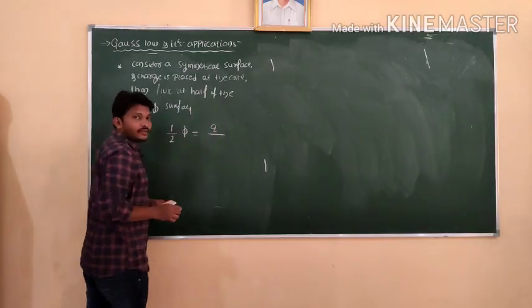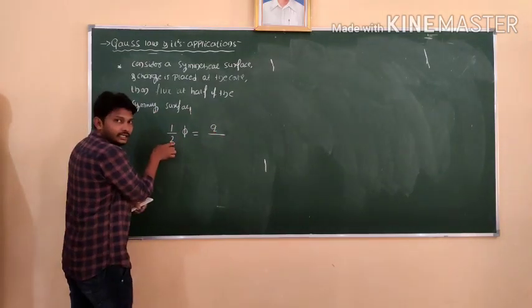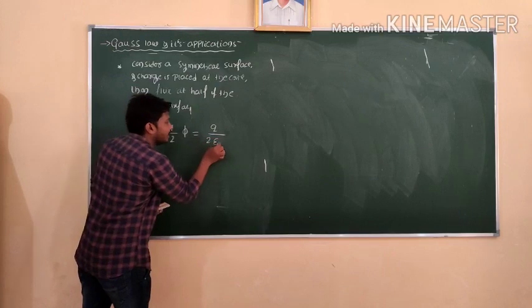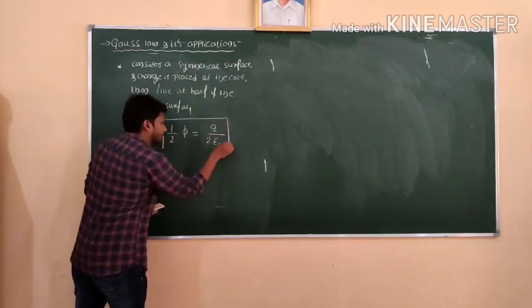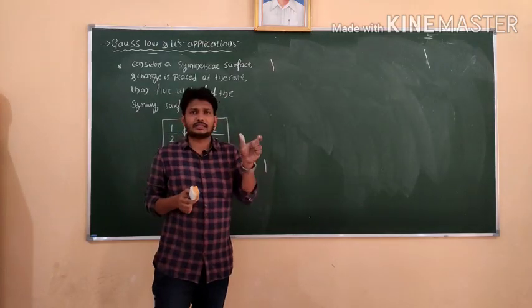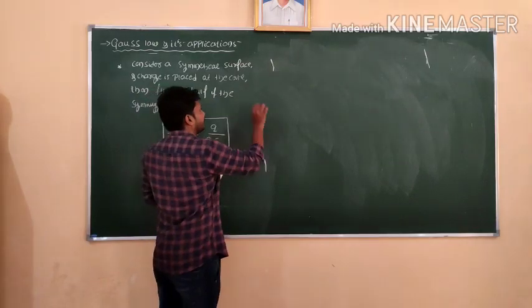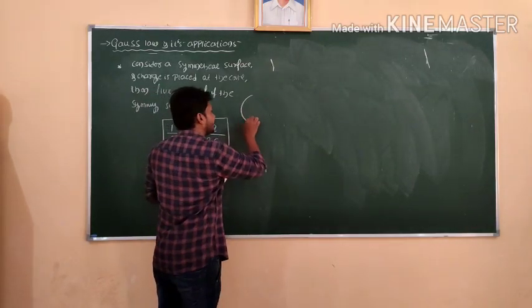So what's the value of electric flux? Flux phi is equal to q by epsilon naught. If 2 is in the denominator, it means q by 2 epsilon naught here. So hope you understand. I will consider one symmetrical surface. For example, you may consider one cube here, or you may consider one spherical body.